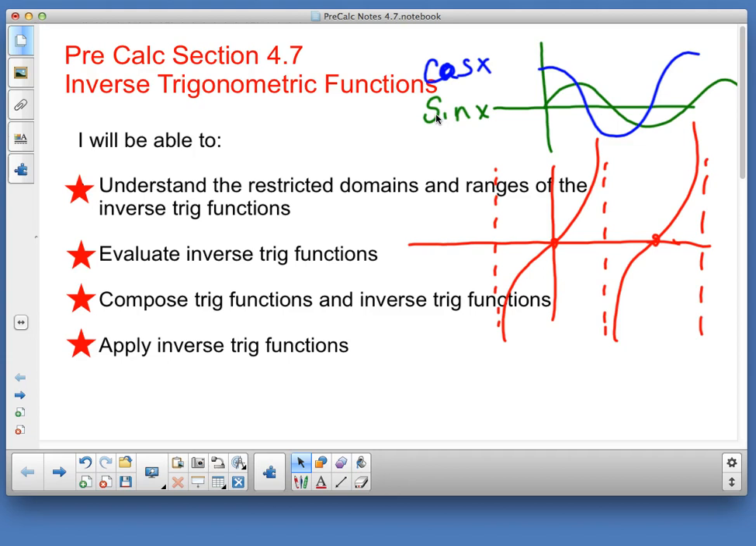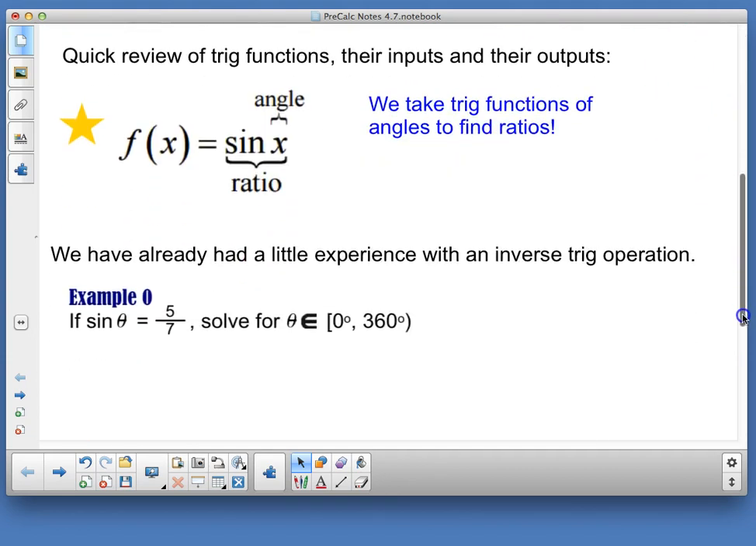Okay? We're going to evaluate inverse trig functions, and that's going to take probably, we'll do part of it today, we'll do a lot of it tomorrow and day three. Composed trig functions and inverse trig functions, the composing, decomposing is kind of a fun thing, and that's something you'll definitely use in calculus AB and BC, and then we'll apply inverse trig functions, okay? So it's about inverse trig functions. It's about the stuff we've been working on. I'm just going to make sure I get to the bottom without skipping stuff.